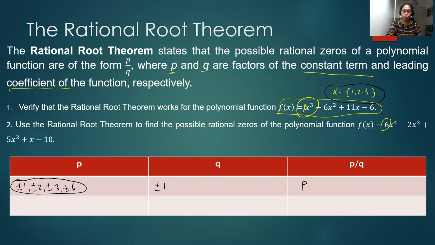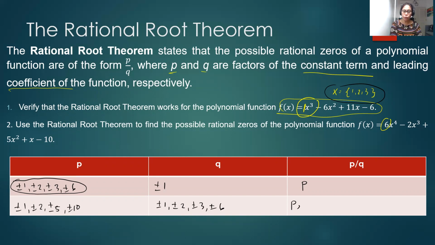For number 2, we're going to work on the values of p and the values of q as well as p over q. Here, the constant term is -10, so p is positive negative 1, positive negative 2, positive negative 5, and positive negative 10. For the possible values of q, because the leading coefficient is 6, this is positive negative 1, positive negative 2, positive negative 3, and positive negative 6. For p over q, this is p over 1 here, so we have p equals positive negative 1, positive negative 2, 5, 10.